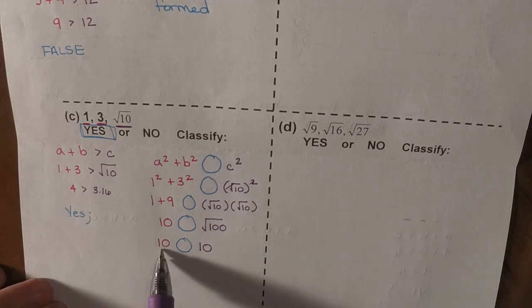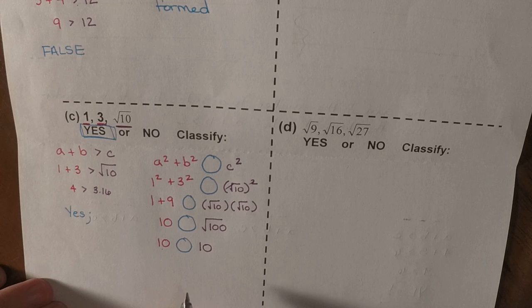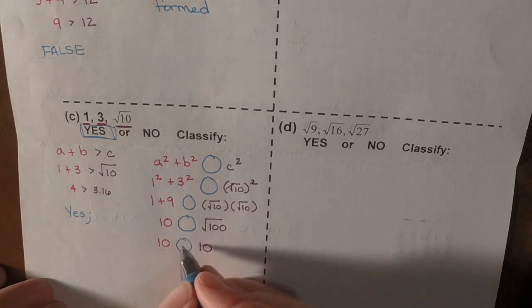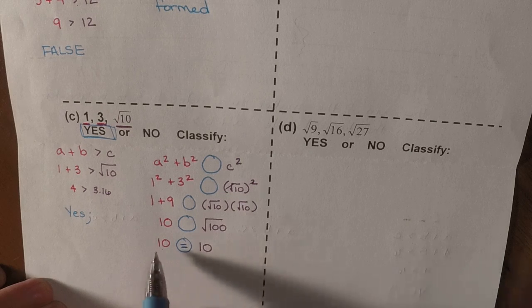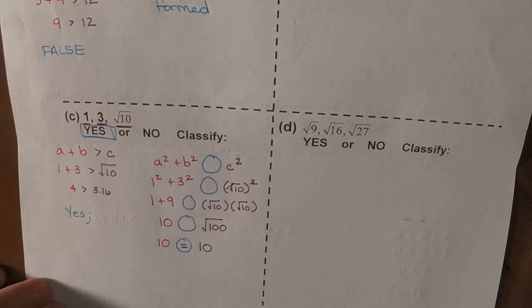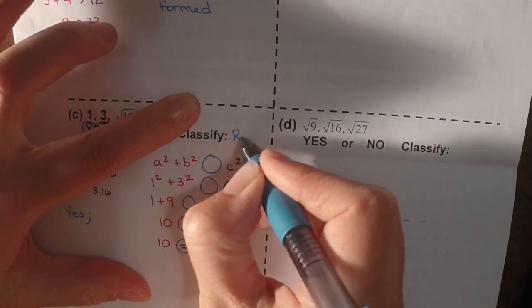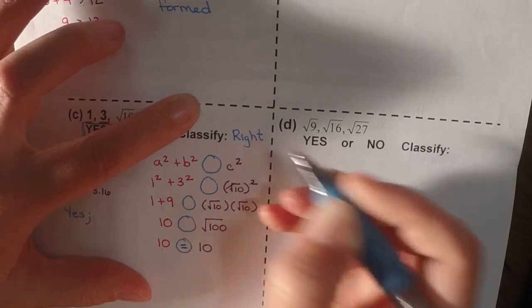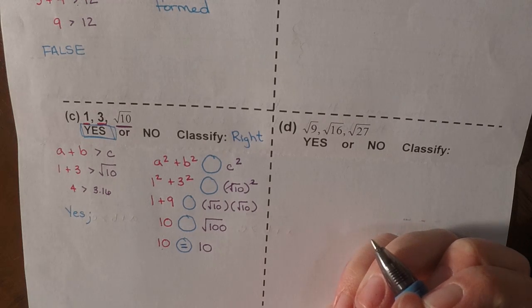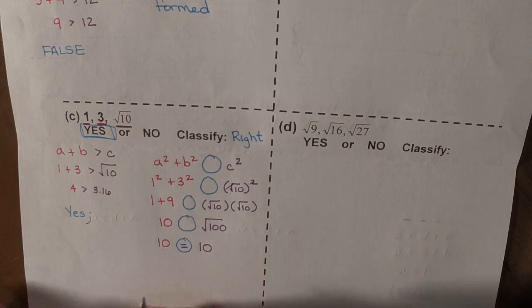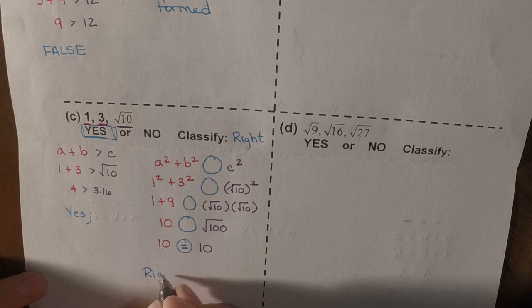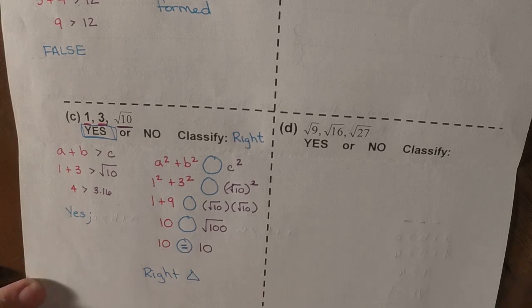So then what goes in here? Is it an equals, a greater than, or a less than? Well, in this case, it's an equals. 10 equals 10. So since that's true, we would classify this as a right triangle. Good. So now you try B and D.